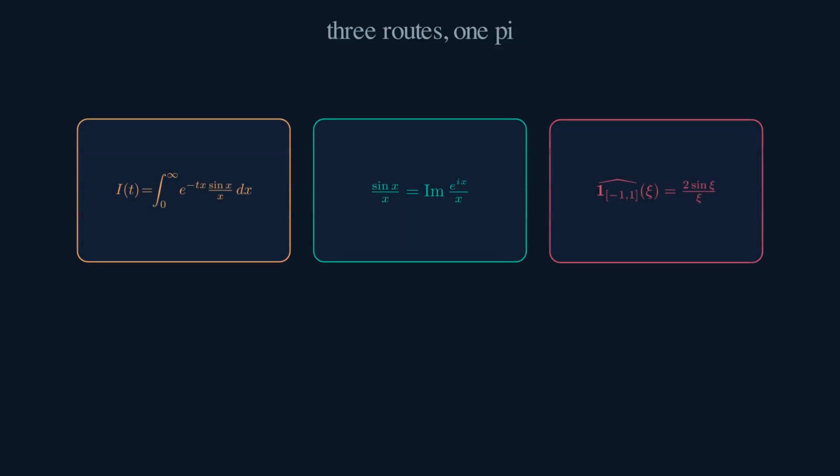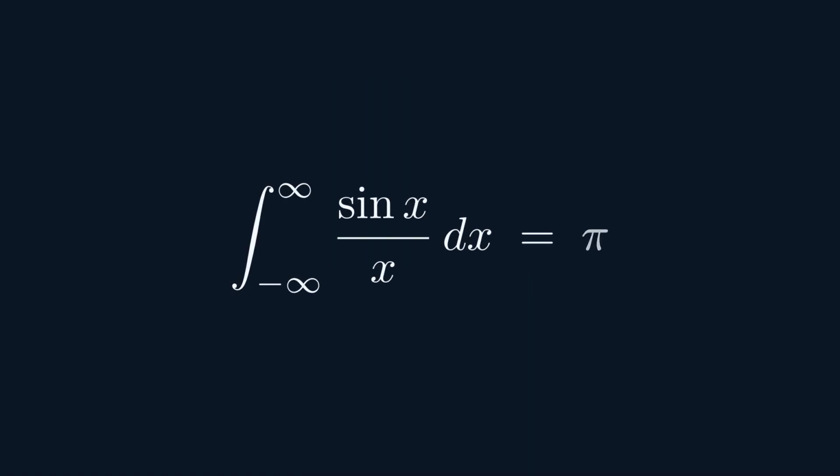3 independent proofs: a real variable parameter derivative, a complex variable contour, and a Fourier inversion at the origin. Each lands on the same pi, same value every time. The Dirichlet integral: 3 ways, 1 answer.